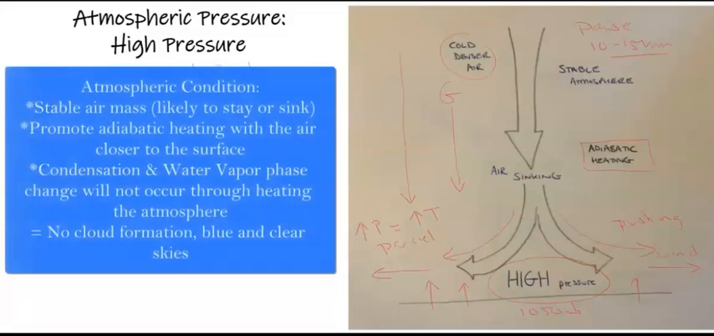So the conditions that we expect from high pressure is a stable atmosphere, which means the atmosphere hasn't got a tendency to rise and move up to higher altitudes. It has a tendency to stay where it is, it stays still, or it has a tendency to sink down to a lower altitude. Now, why is this important?